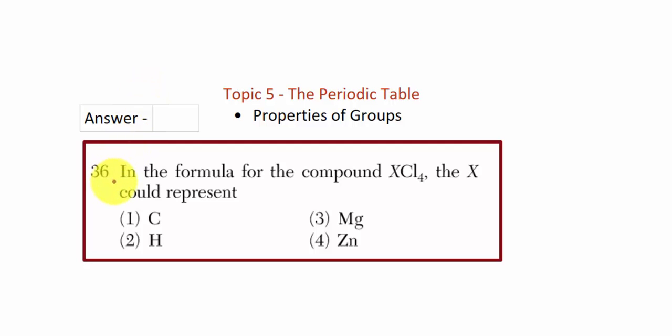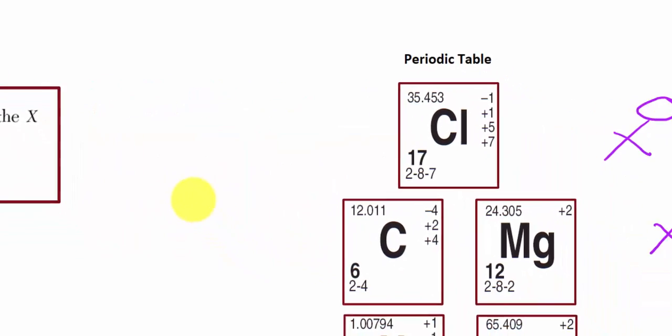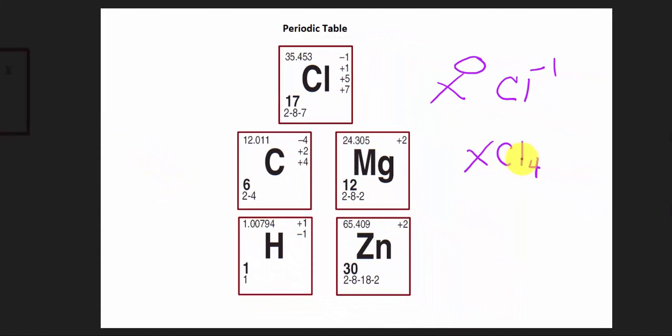Question number 36. In the formula for the compound XCl4, the X could represent any one of these 4 atoms: carbon, hydrogen, magnesium, or zinc. Well, let's recall how we wind up with a chemical formula of XCl4.